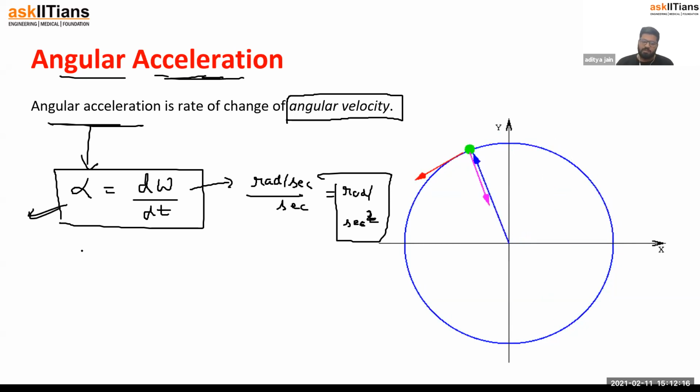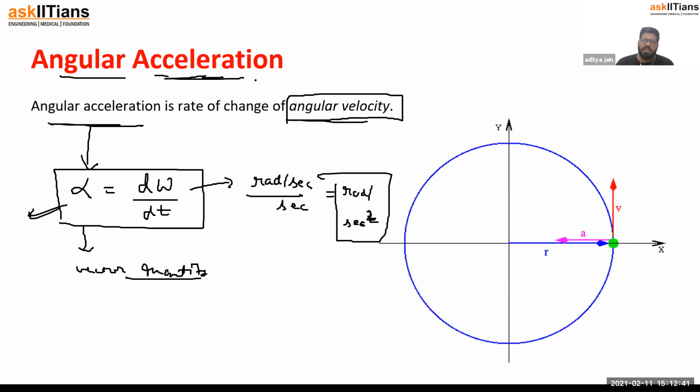I think this is clear. Again, it is a vector quantity, along with angular velocity, which is also a vector quantity. Angular acceleration is a vector quantity whose SI unit is radian per second square, and it is defined as the rate of change of angular velocity. So this is simply analogous to the motion in one dimension.